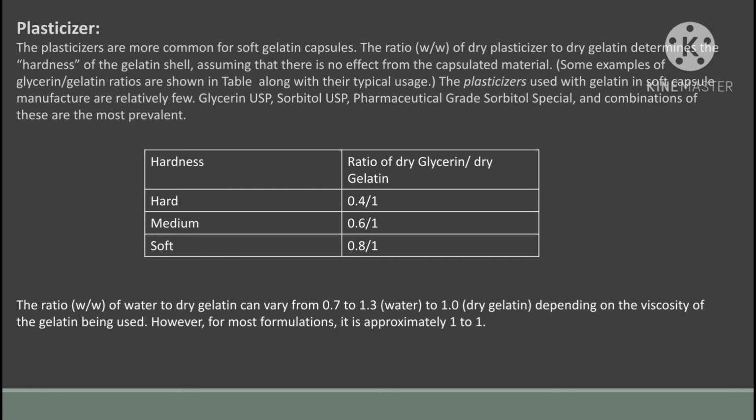For hard, the dry glycerine to dry gelatin ratio is 0.4 to 1. For medium, it is 0.6 to 1. For soft, it is 0.8 to 1. The ratio of water to dry gelatin can vary from 0.7 to 1.3 to 1 for dry gelatin, depending on the viscosity of the gelatin being used. However, in most formulations, it is approximately 1 to 1.